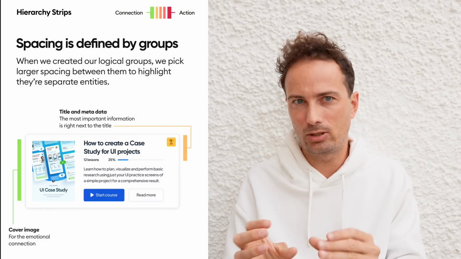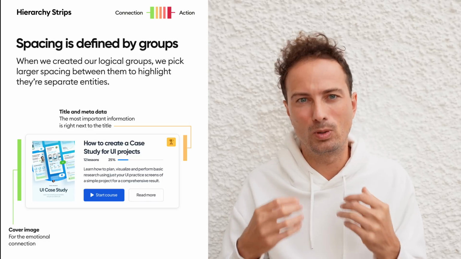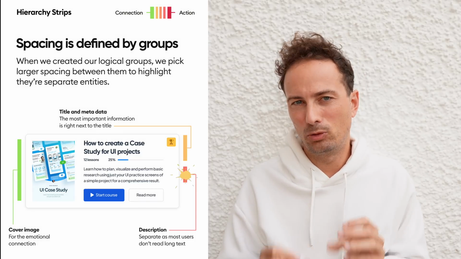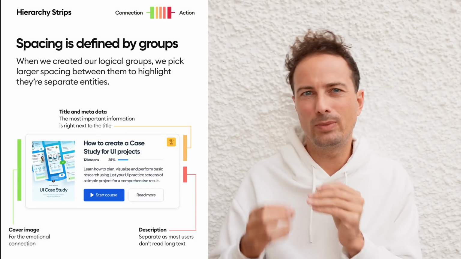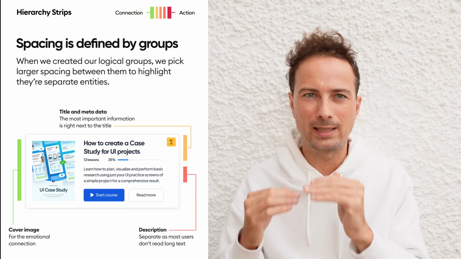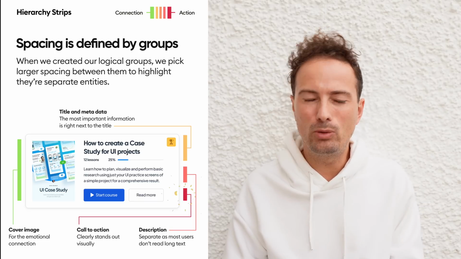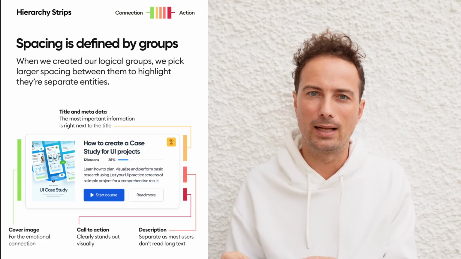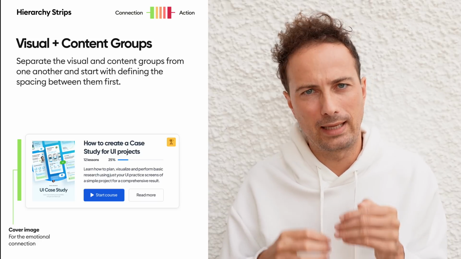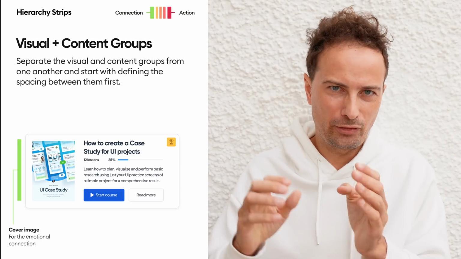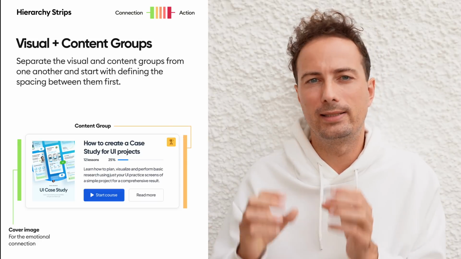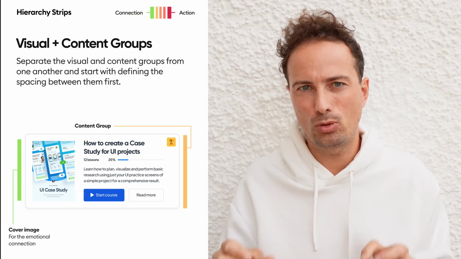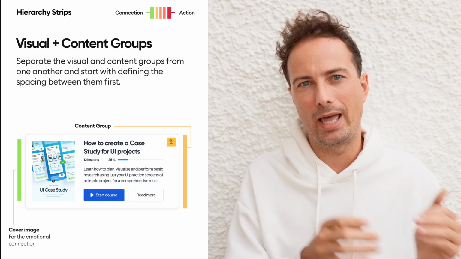Then we have the title with the metadata, because most people read the title. Then we have a description, which is something not many people read, and it's basically a separate group because of that. And then we have the actions as the very last group. First thing that I do in cases like that is to treat everything to the right of the image as one separate group, and first create the divide between the image and that group.